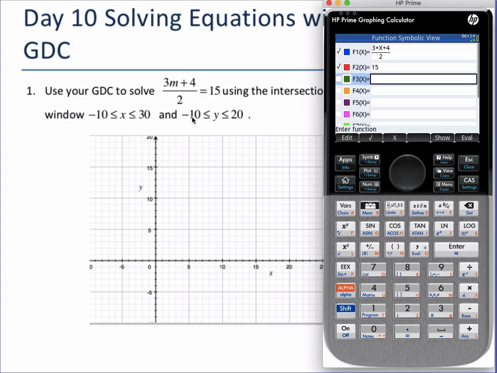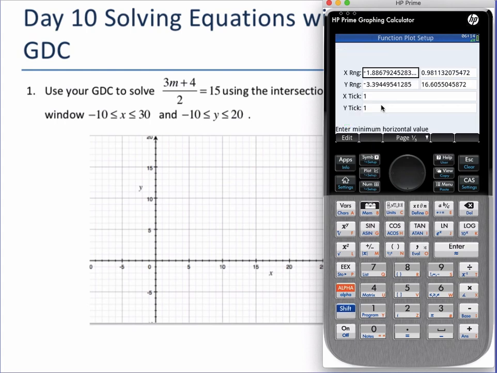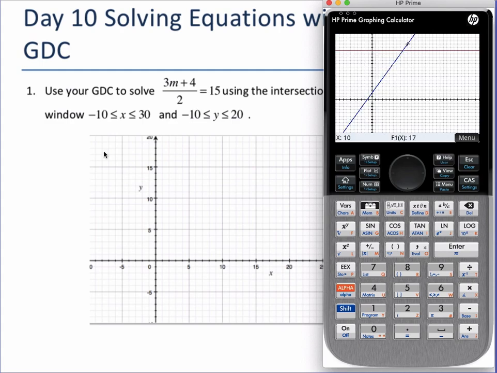And if you want this exact window, you can graph it and then pinch with your hands. But if you want the exact window, it's probably easier to go to Shift Plot, and you can just type in -10 and 30 for the range of the x values, and for the y's we have -10 and 20. Okay, and now when we go to plot, we'll get exactly the same window as we see here on paper.